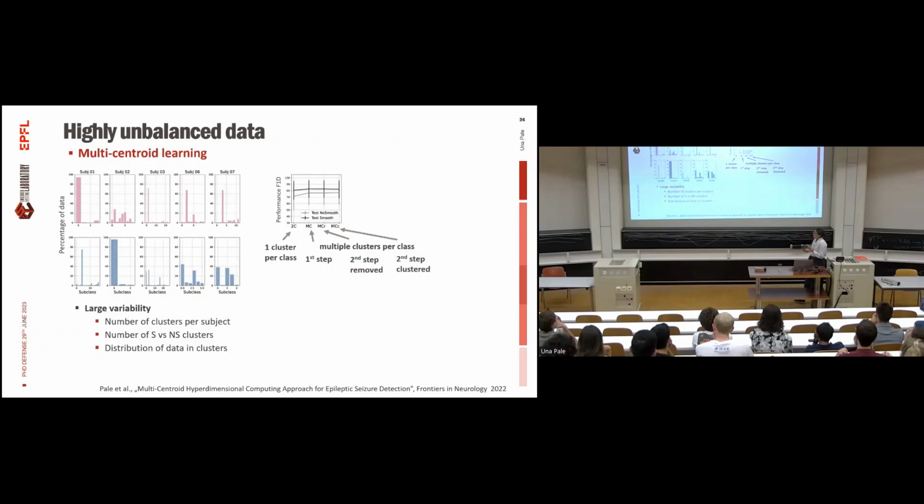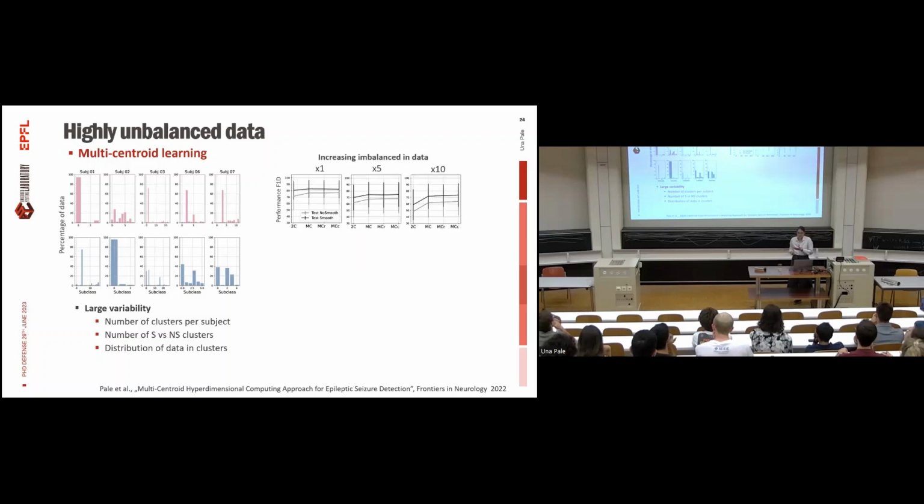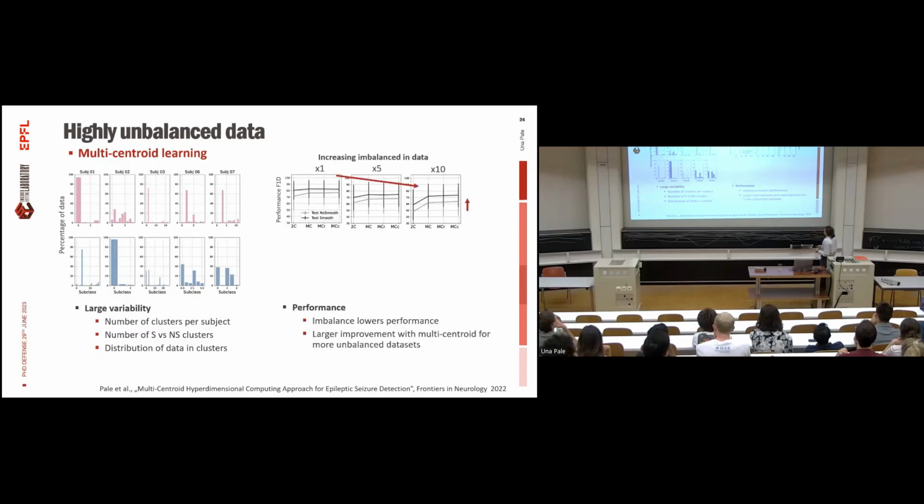But ultimately, we wanted to test it on more unbalanced data sets. So the first one was the balanced case where we randomly selected some non-seizure data so that it's the same amount of seizure and non-seizure. And then factor 10 means we had 10 times more non-seizure. And we can see that performance drops the more unbalanced the data set is, but that the multi-centroid approach can actually recover much more of the performance loss.